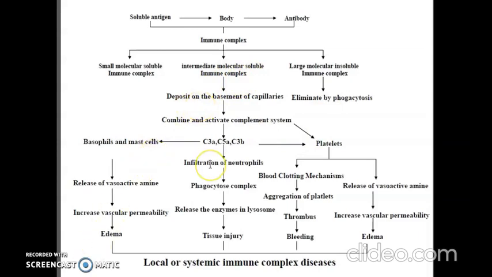system, and the activation of complement leads to the release of inflammatory molecules, and basophils and mast cells release vasoactive amines which increase vascular permeability and eventually lead to edema. There is infiltration of neutrophils, which phagocytose the complex and release the enzymes in lysosomes that result in tissue injury. And leukocyte-platelet thrombi are formed that reduce the blood supply and lead to tissue necrosis.